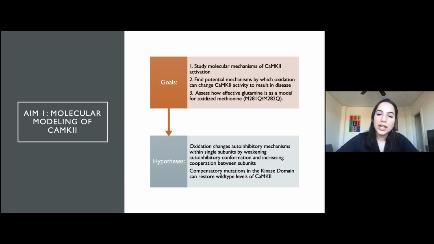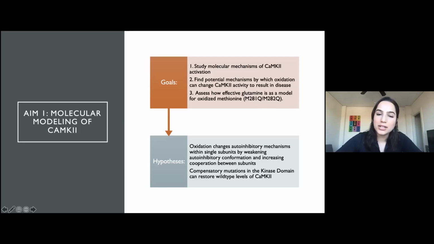Lastly, for the first aim, we want to assess how effective glutamine is as a model for oxidized methionine. So the oxidation event occurs in 2 methionine residues in the kinase domain, which we'll talk about later. So in order to mimic this oxidation, mutating to glutamine has been spoken about in many papers as a good mimic for oxidation so that we don't have to use reactive oxygen species in the lab.